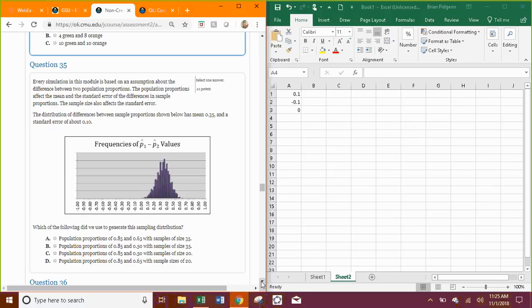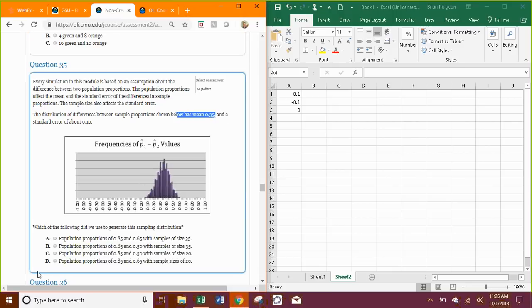Alright, every simulation in this module is based on the assumption about the difference. The distribution of differences between the sample proportions shown below has a mean of 0.35 and a standard error of about 0.1. Which of the following did we use to generate this sampling distribution? Well, we want to look and see, first of all, which of these differences is 0.35? 0.85 and 0.65 is 0.2. And I'm saying 0.35 because that's the mean of the distribution. We're taking the difference of two values and calculating the sample distribution. So that means the answer is B or C.